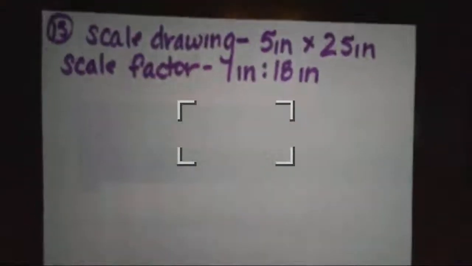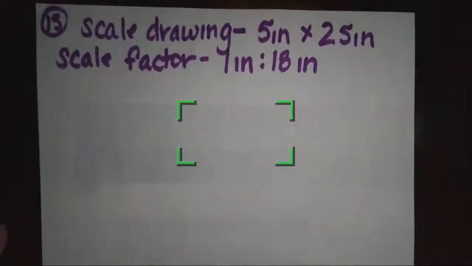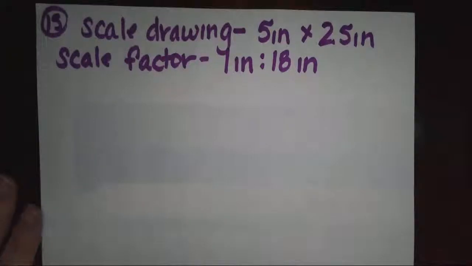And here's the last example for this video. It is number 15. It's the same sort of deal here. Now we have a scale drawing of a kitchen tabletop, and the dimensions of the drawing are 5 inches by 2.5 inches. The scale factor of the drawing is 1 inch in the drawing equals 18 inches in the real table, and we want to know the dimensions of the actual table.